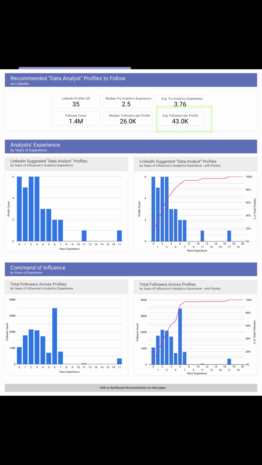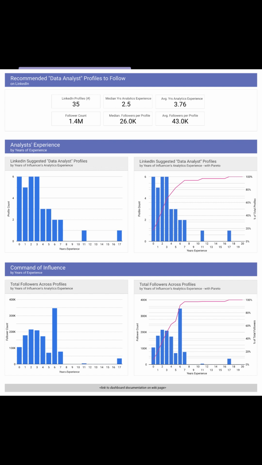Next, we have a set of graphs, and what these graphs are doing is giving us a visual distribution of the experience level of those 35 people. Then that second chart on the right, it has that line, and this is a Pareto line that's telling us the total amount of followers based on the years of experience. So if you could hover over that line where it intersects number 5 for 5 years experience, what you'd find is that the value is 83%.